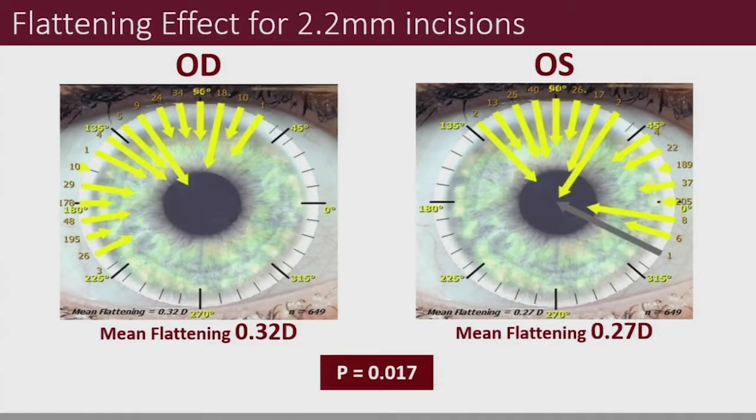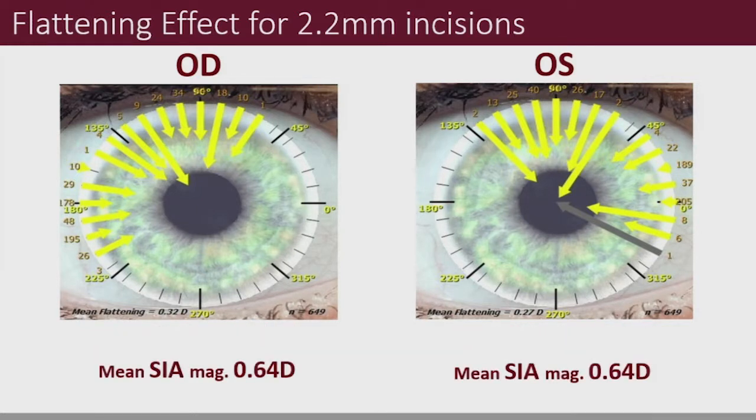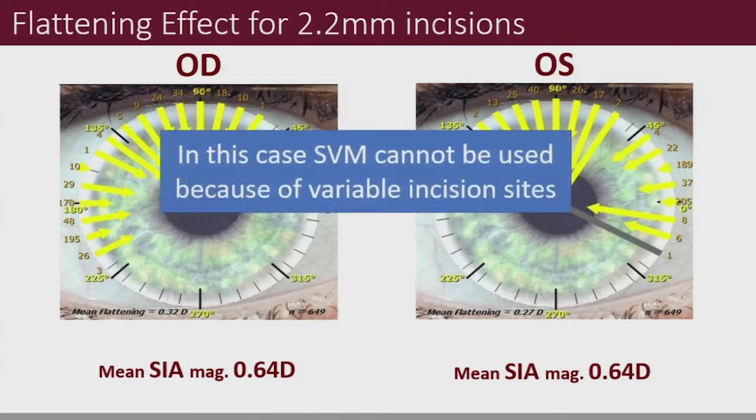So in our study, we showed over 1,300 eyes of 650 patients, on left and right eyes. The flattening effect on the two eyes was significantly different, which is interesting when you have the same right-handed surgeon. Obviously it showed some more reliability in the right eye with the right-handed surgeon than the left eye. But when you look at the actual SIA, the figure was 0.64, which is quite a big number for incisions that are 2.2 millimeters using a diamond blade.